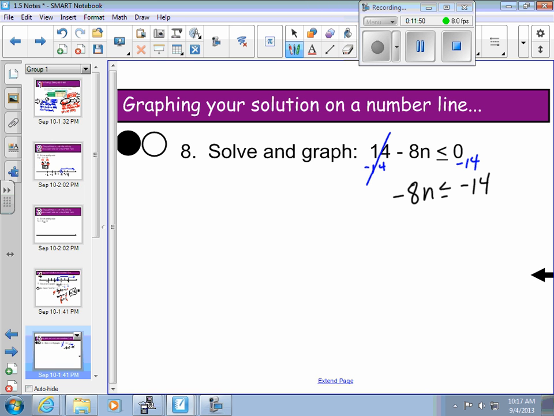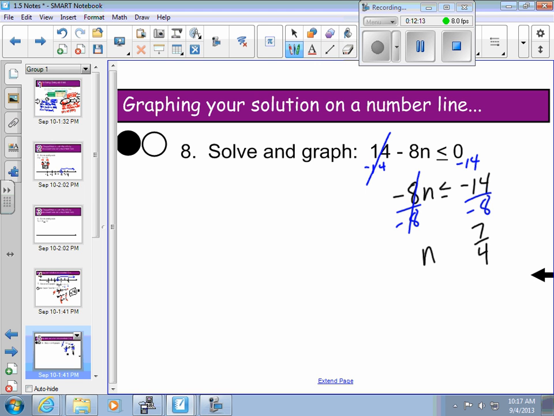Now we got to divide. We're dividing by -8. That cancels out. We're left with n. On the other side, -14 divided by -8 is going to be a decimal. We could leave it as 14/8, or it does simplify to the fraction 7/4.